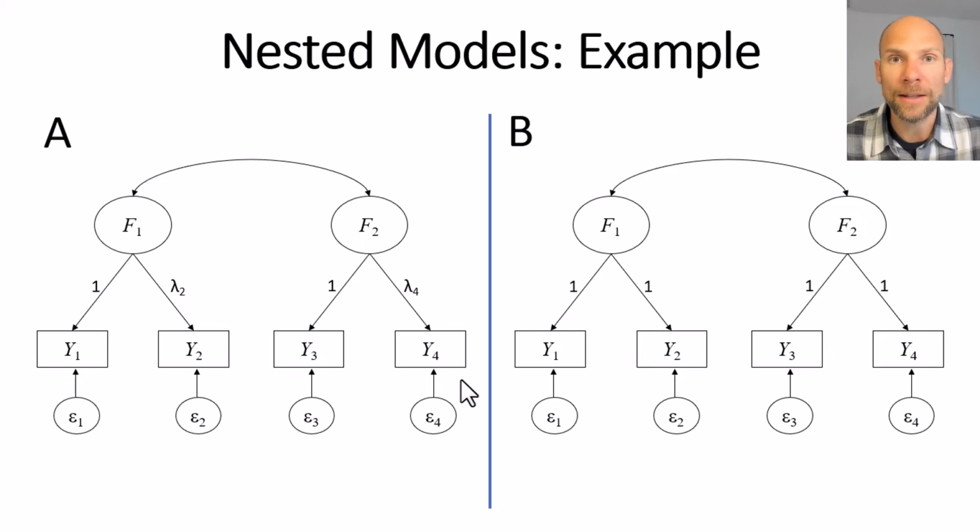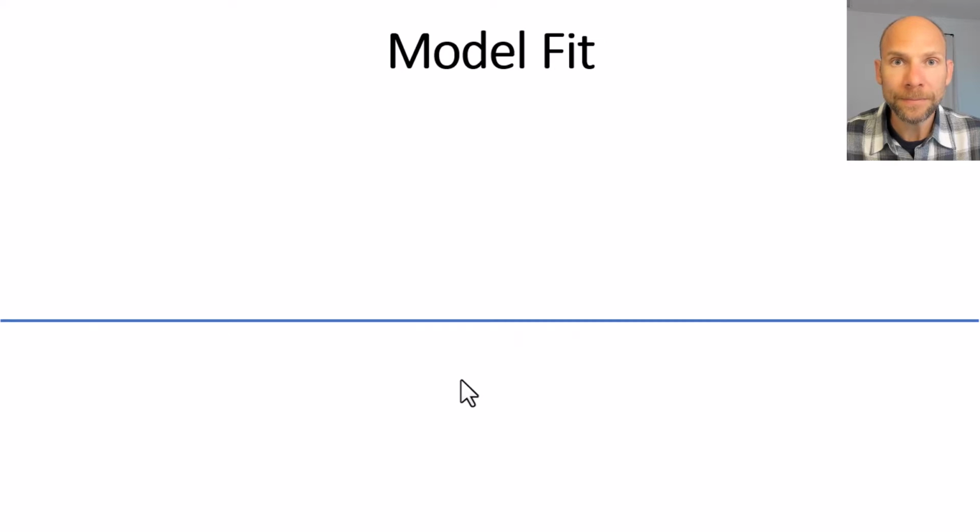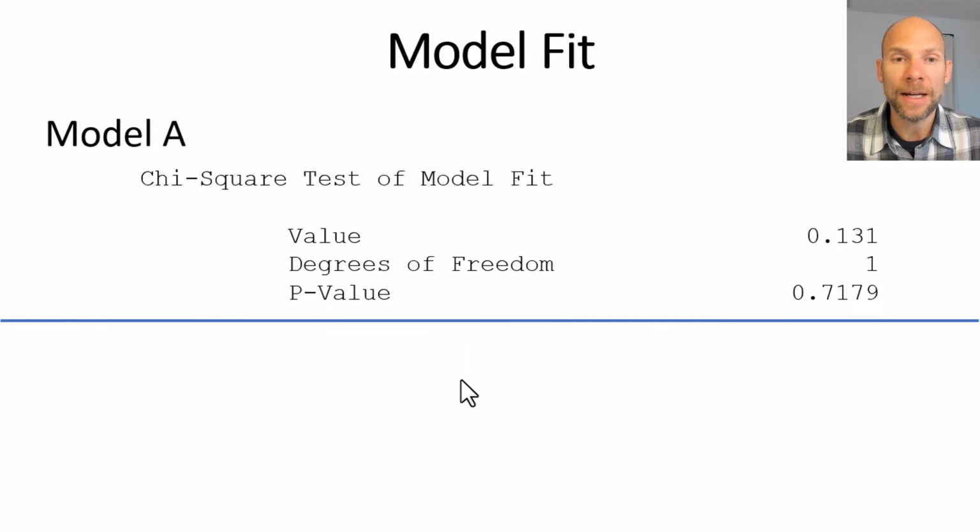So let's take a look at this for this example. I estimated those two models here for a data set in Mplus, and so model A yields a chi-square test of model fit in Mplus with a value of 0.131, 1 degree of freedom, and a p-value of 0.7179. So model A has an absolute fit that is really good.